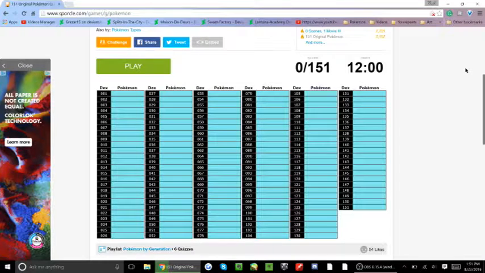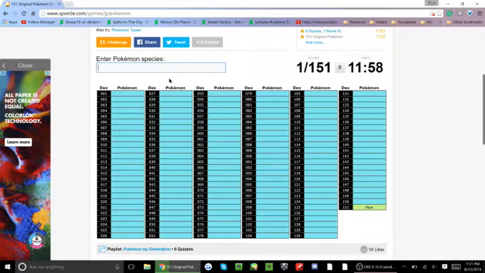So, I will be doing this, and this will be completely unedited, so you should have known that from the time thing. We will have 12 minutes to figure out exactly who all 151 Pokemon are from the original generation. Also, I will not be doing these all in order because that would be ridiculous. Just going off the top of my head as they go. So, without further ado, here we go.